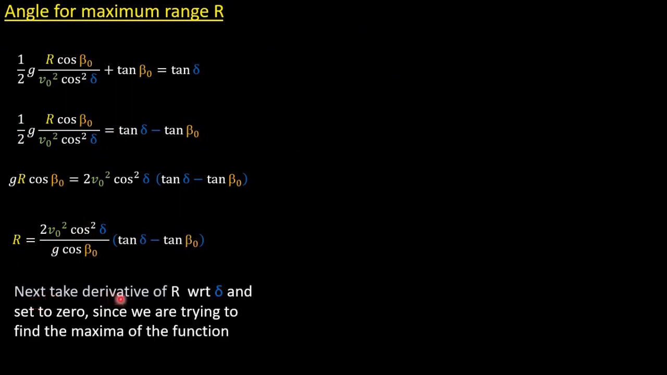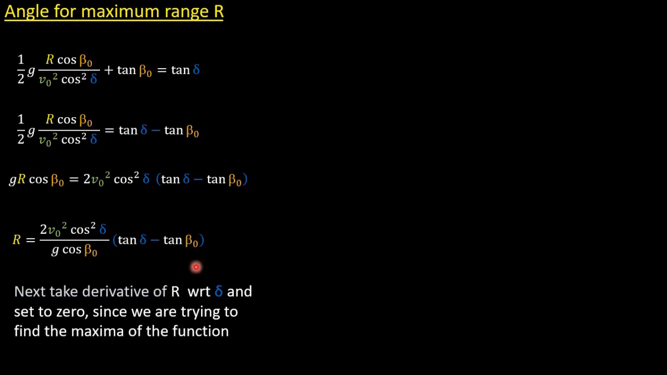Next I want to take the derivative of r with respect to del and set it to 0, since we're trying to find the maxima of the function. We have a function here where r is a function of del. So r, the maximum range along the incline, is going to vary with del. And I've got r here as a function of del, so if I find the derivative and set it to 0, I can find the maxima of the function.